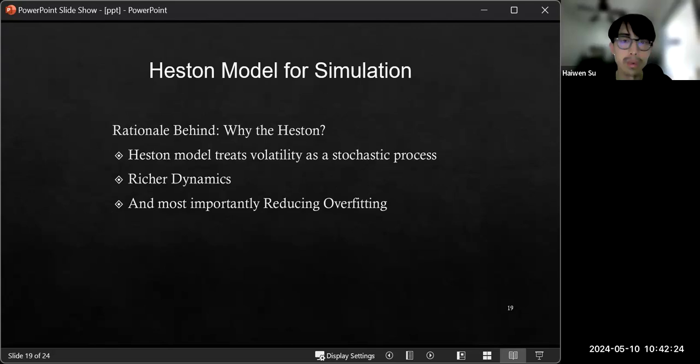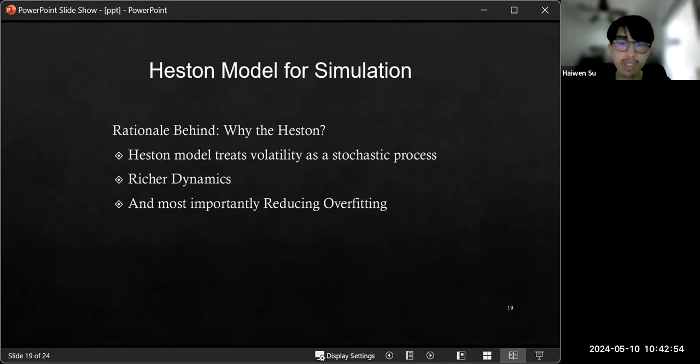And richer dynamics, Heston has the incorporation of stochastic volatility and its correlation with stock price movement. The parameter rho in the Heston model allows capturing scenarios where rises in volatility correlate with drops in stock prices, which is very common during market downturns.